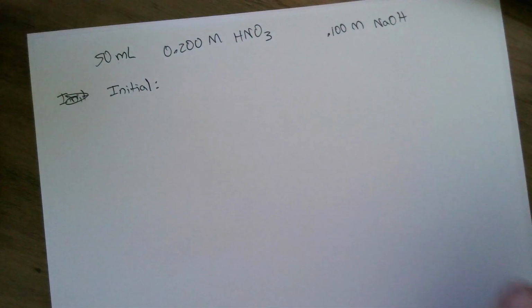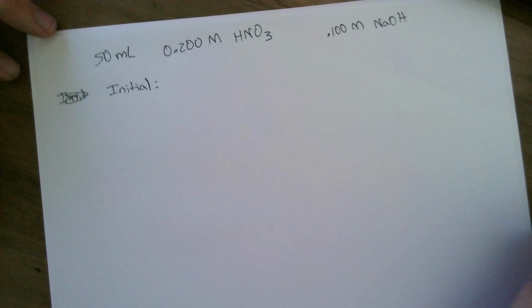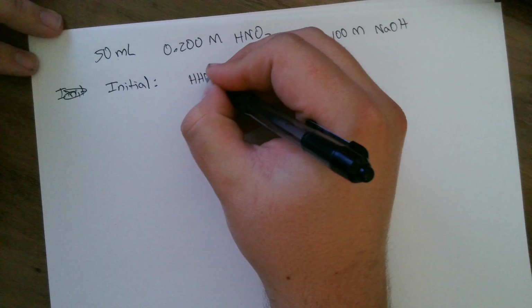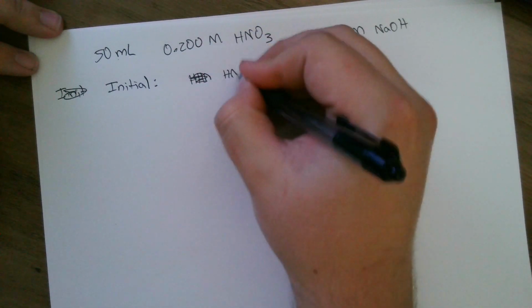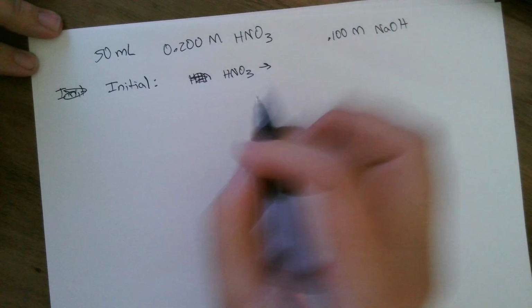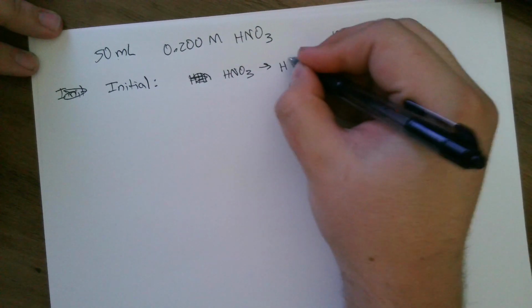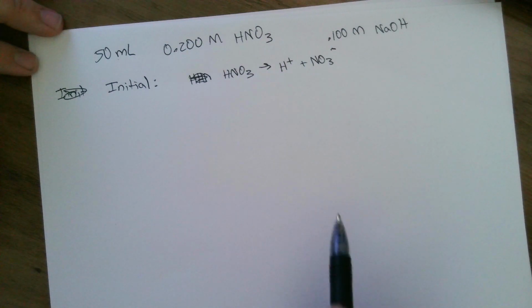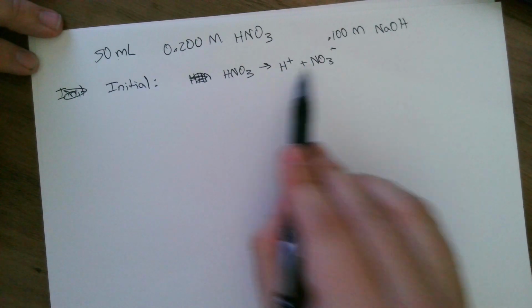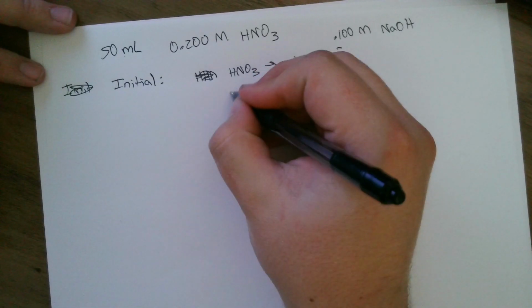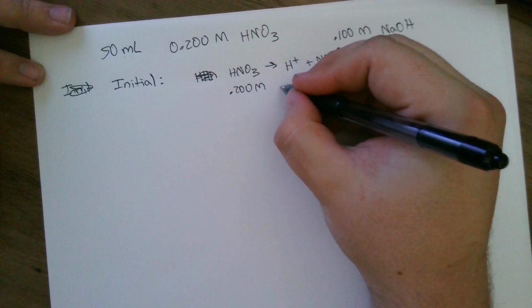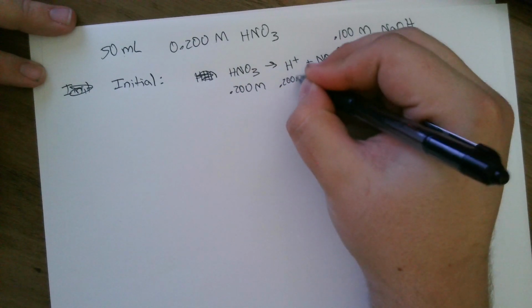So before we add any NaOH, let's find our pH. This is a strong acid, which means it reacts to completion. It loses its proton and creates NO3 minus. What we care about is the H plus, because that's how you find pH. Since this is a strong acid, all 0.2 moles will turn into H plus.